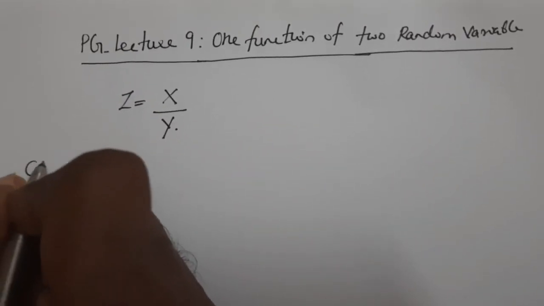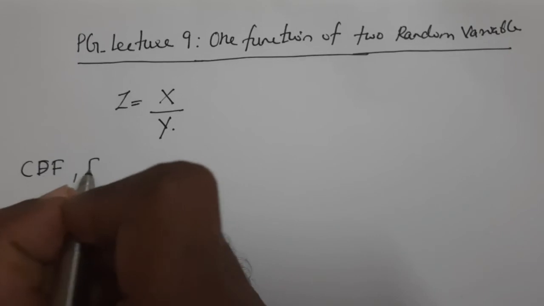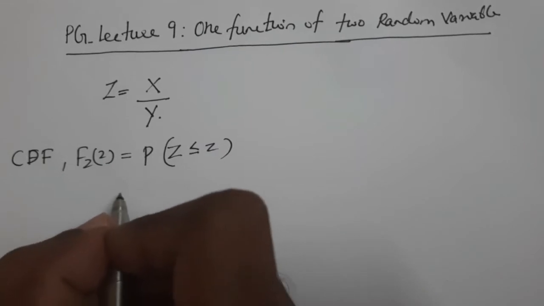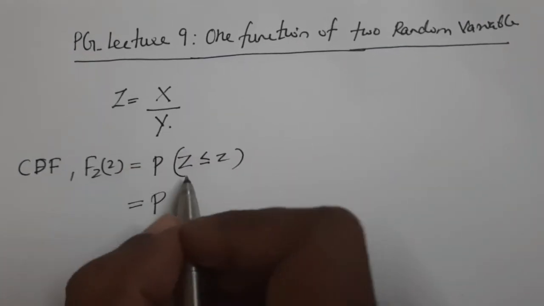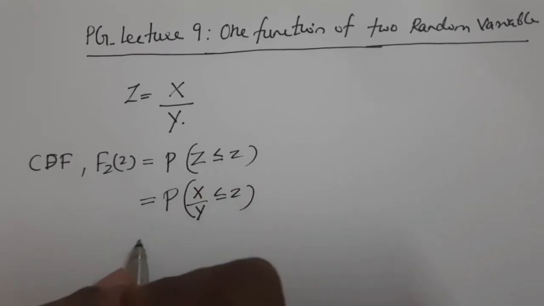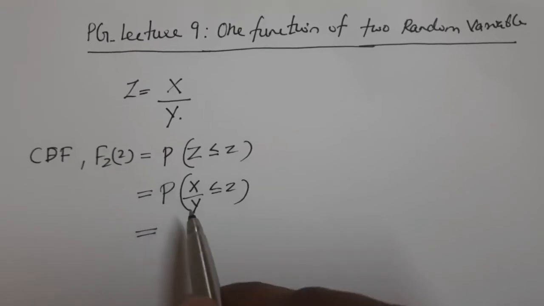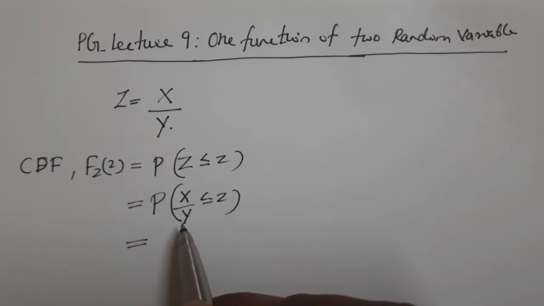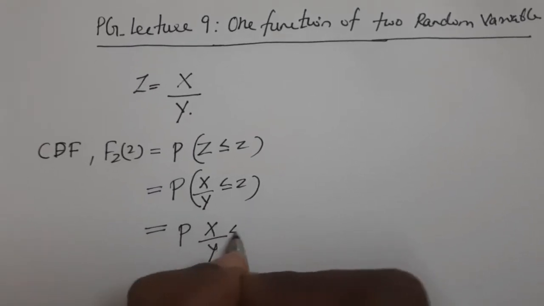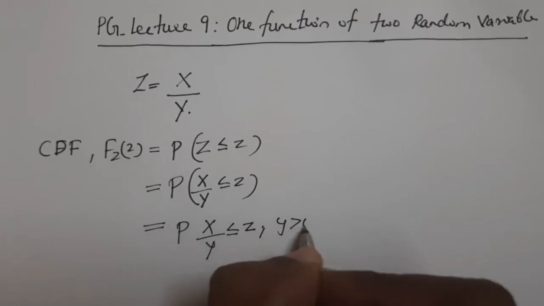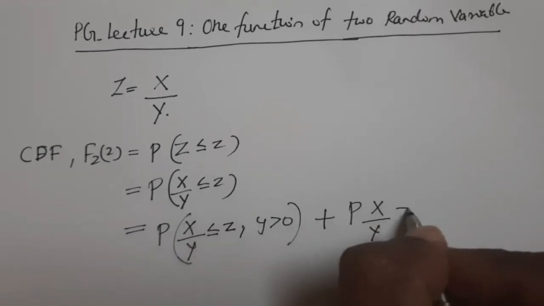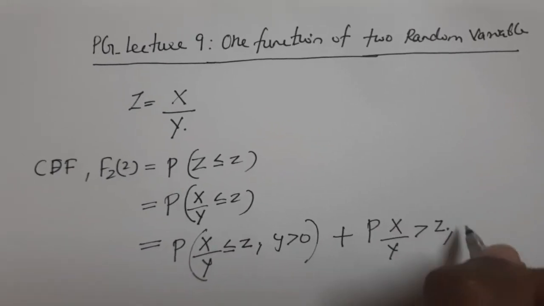So the CDF for z is Fz(z) equal to the probability that Z is less than or equal to small z. So this will be equal to the probability that Z, which is x by y, is less than or equal to small z. Depending upon whether the value of y is positive or negative, we can write it as the probability that x by y is less than or equal to z for y greater than 0, plus the probability that x by y is greater than z for y less than 0.